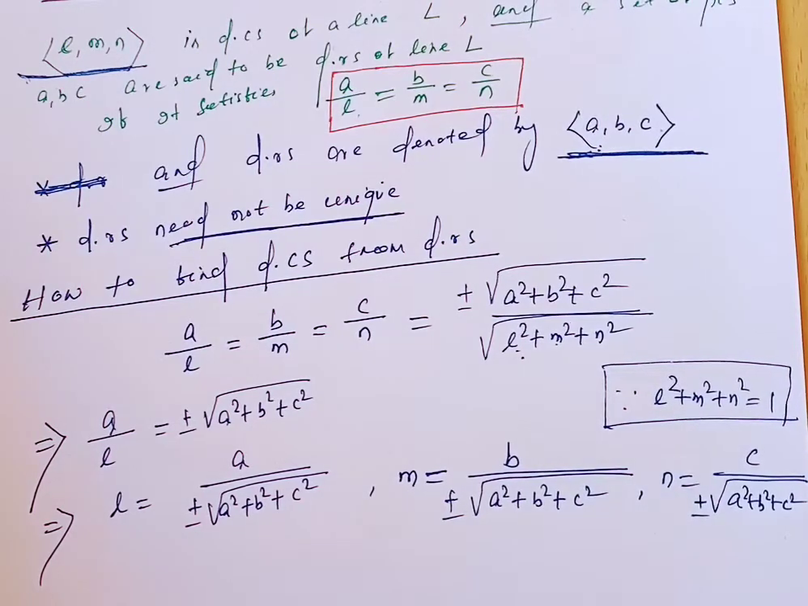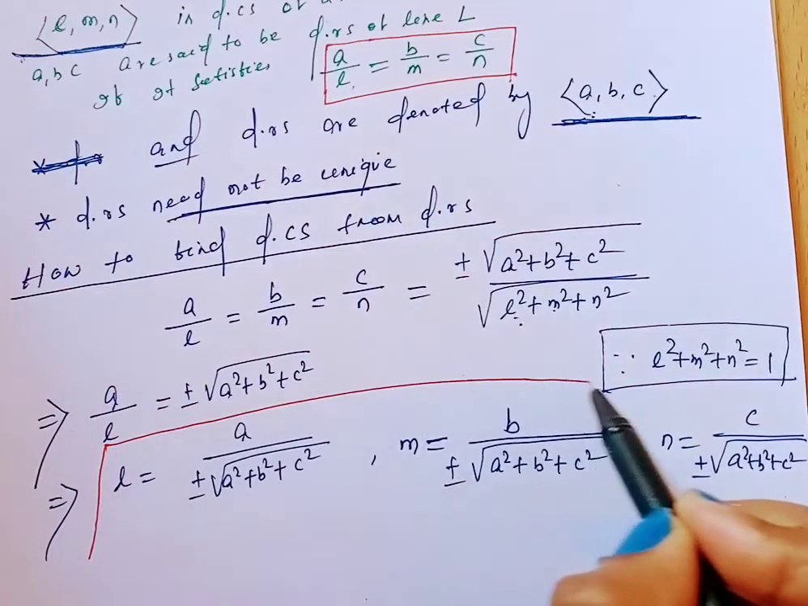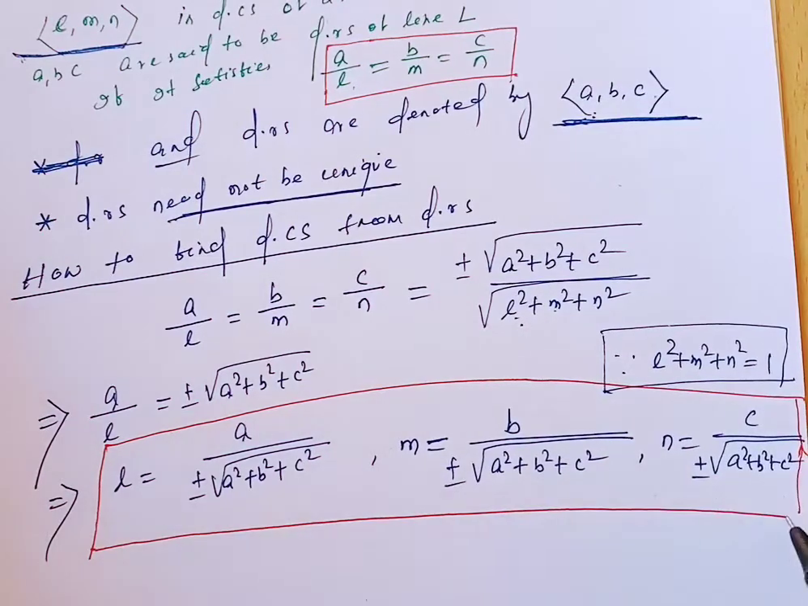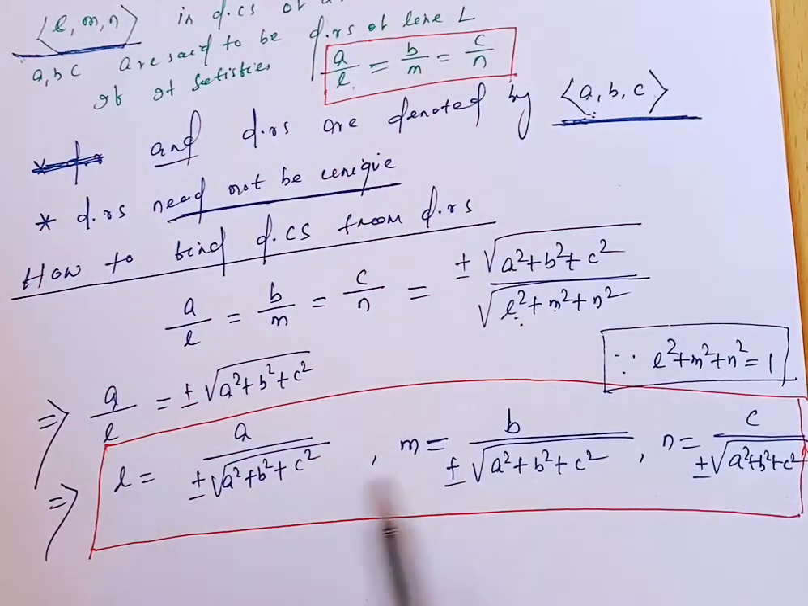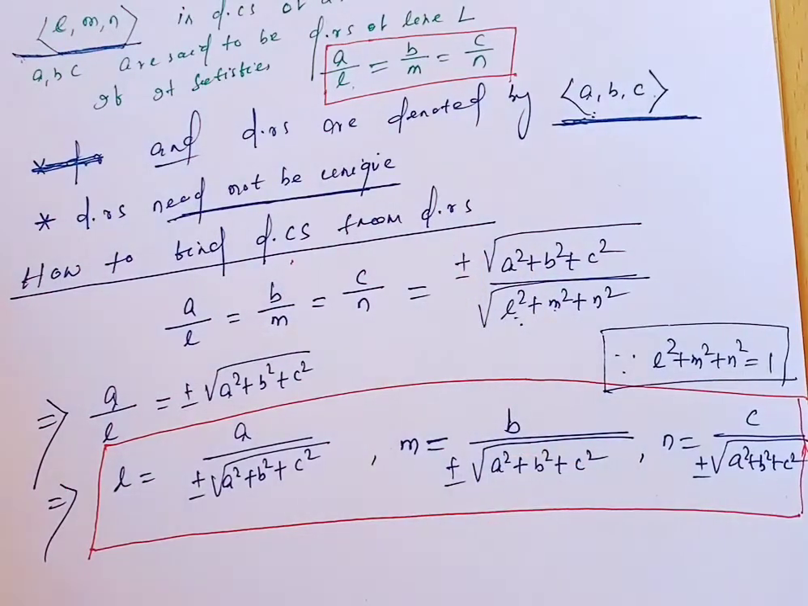Okay, so this is the formula to find direction cosines from a given set of direction ratios. If a, b, c are given to you, you have to find l, m, n, the direction cosines of that line. By using these formulas, you can find direction cosines from direction ratios.